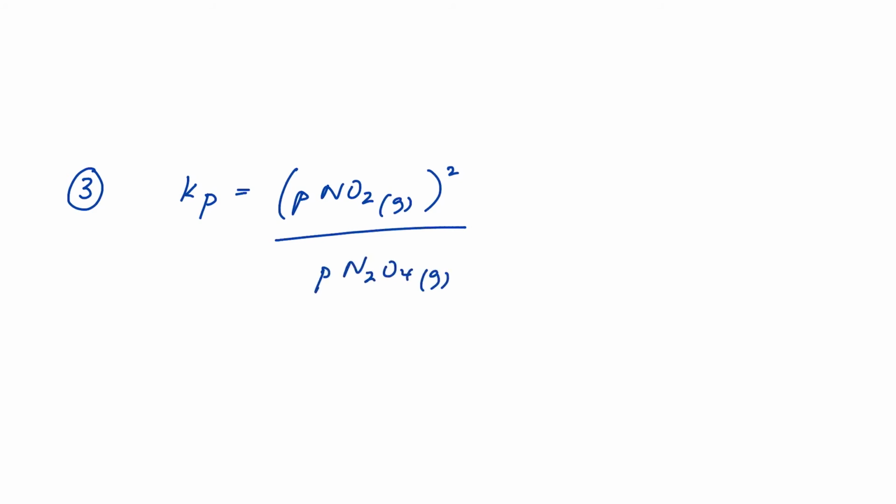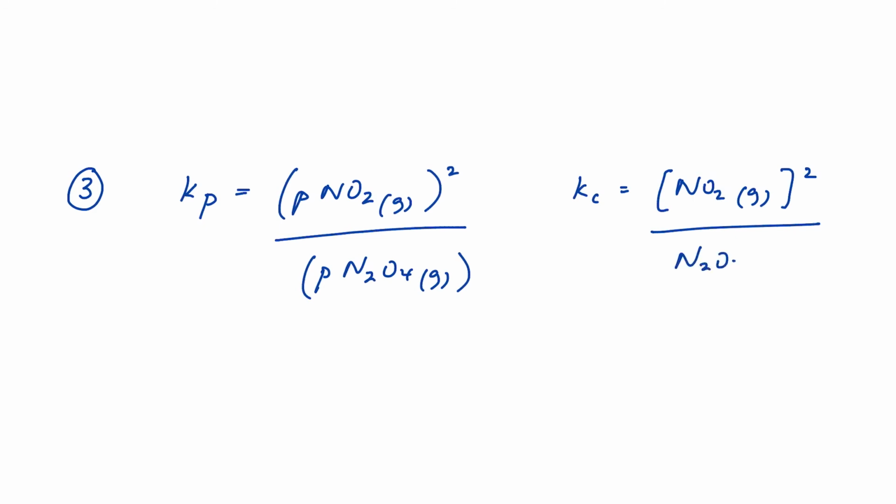Step 3. Let us recall the expressions for Kp and Kc for this system. So Kp would equal the partial pressure of NO2 raised to the power of 2 over the partial pressure of N2O4. And Kc would equal the concentration of NO2 raised to the power of 2 over the concentration of N2O4.